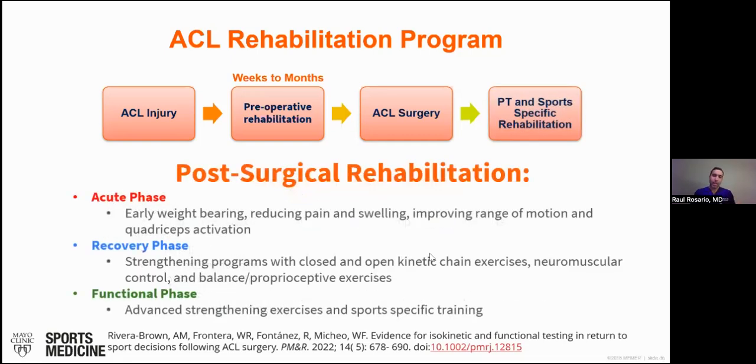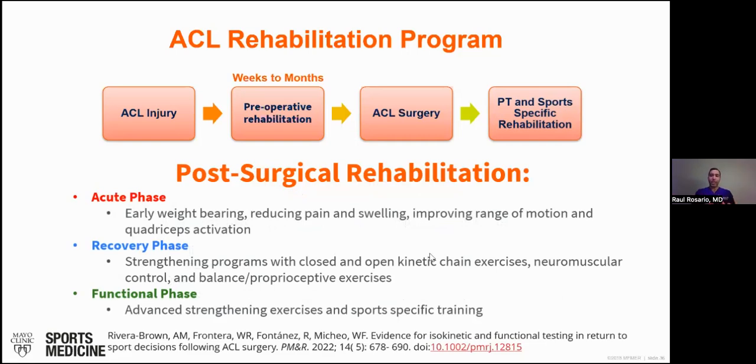And then what is the goal of post-surgical rehabilitation, right? So in the acute phase after surgery, we want early weight bearing, reducing pain and swelling, improving range of motion. And we want to start that quadricep activation, because sometimes if it turns off, it's very hard to turn it back on. So definitely we want to start that process quickly.